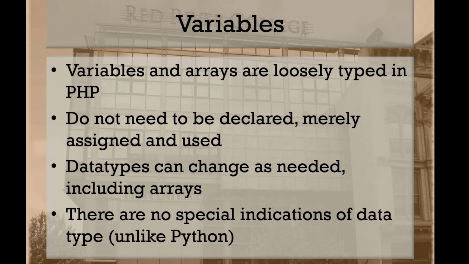And unlike what we saw in Python, there's no indicator of the data type. There's no special character differentiating the variable types one from the other. They all basically start with the $ sign.